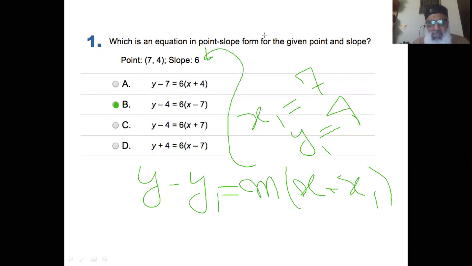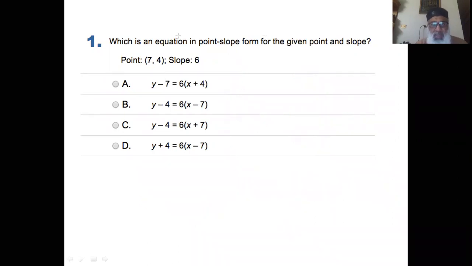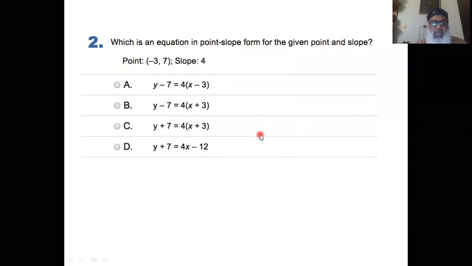Okay, now once again, clearing this one and going for the next one. Okay, let's see. The next one is, once again, the slope is given and we'll have to select the right answer. So once again, the choice looks like B. Let's see, y minus y1, 7 and 4, and once again, B is the choice.